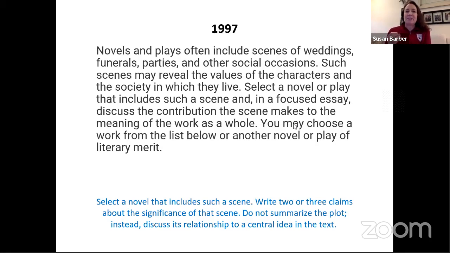"Novels and plays often include scenes of weddings, funerals, parties, and other social occasions. Such scenes may reveal the values of the characters and the society in which they live. Select a novel or a play that includes such a scene, and in a focused essay, discuss the contribution the scene makes to the meaning of the work as a whole."